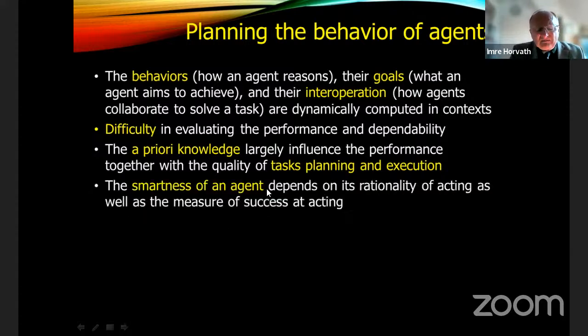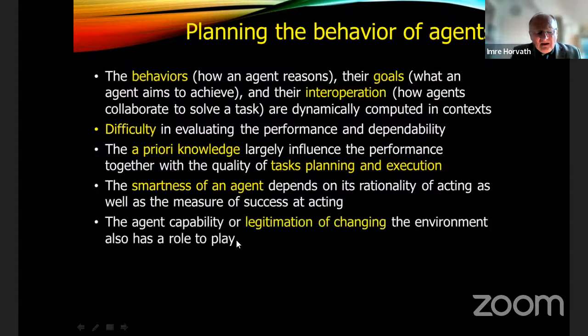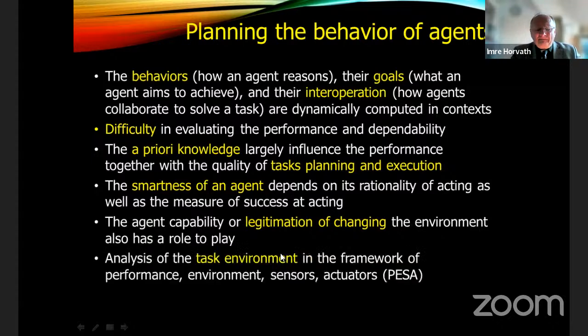So the smartness of an agent depends on its rationality of acting as well as on the measure of success at acting. The agent's capability of changing the environment is also an important thing because it plays a role in agent development.